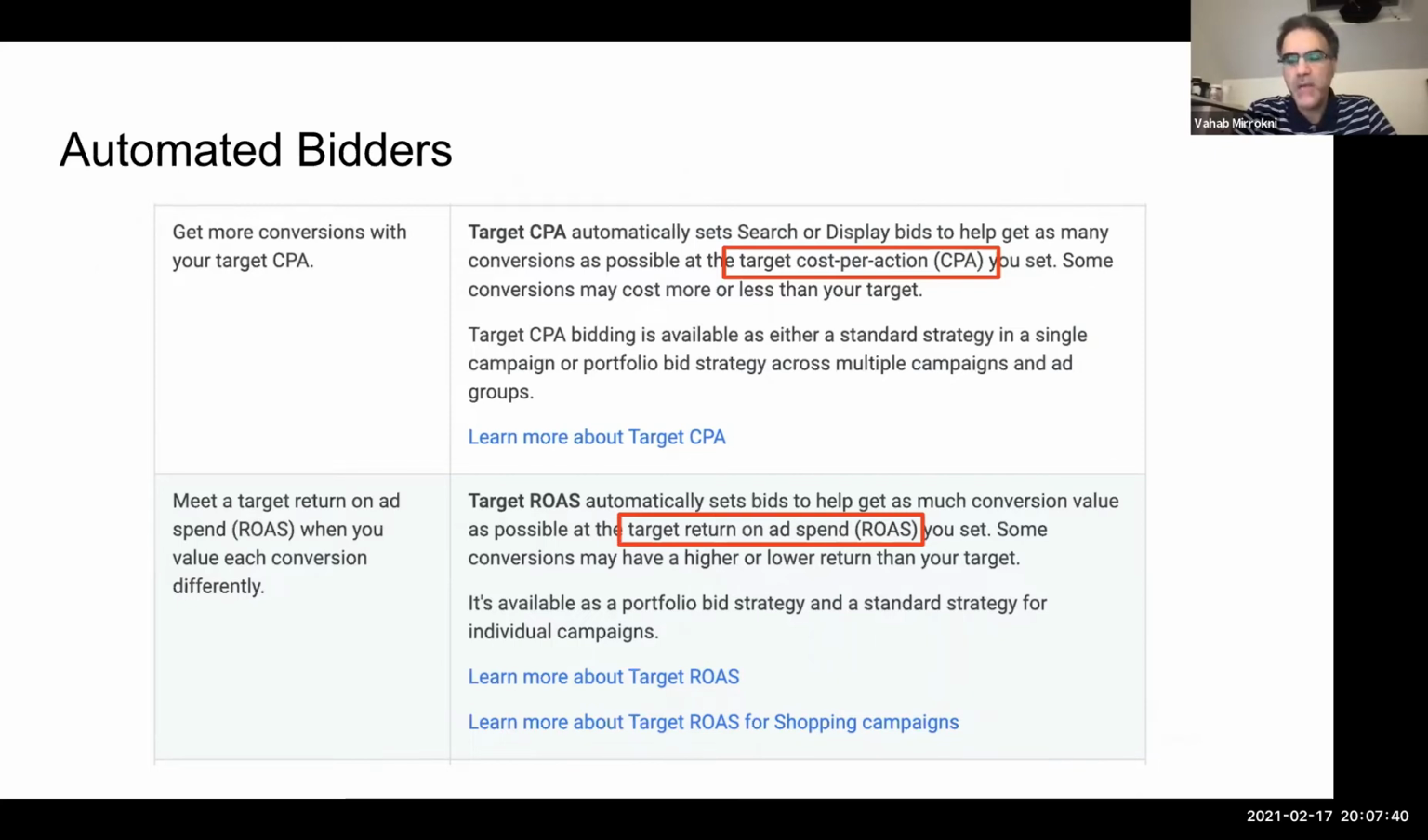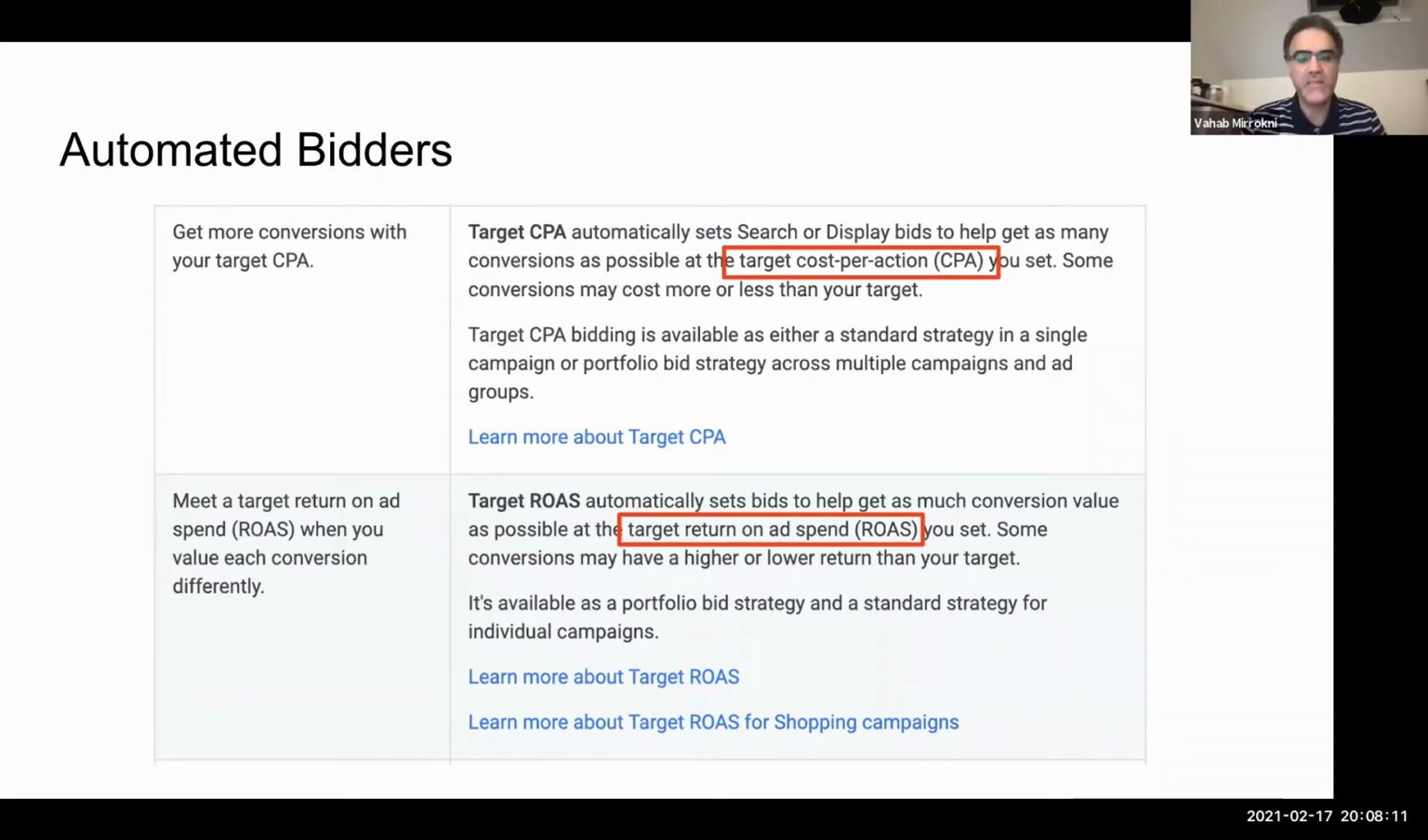The target CPA buyers declare a target cost per action. So they declare a number that we call the target CPA, and they are willing to pay the platform up to their budget under the condition that on average per action they pay at most this target that they declare ahead of time.